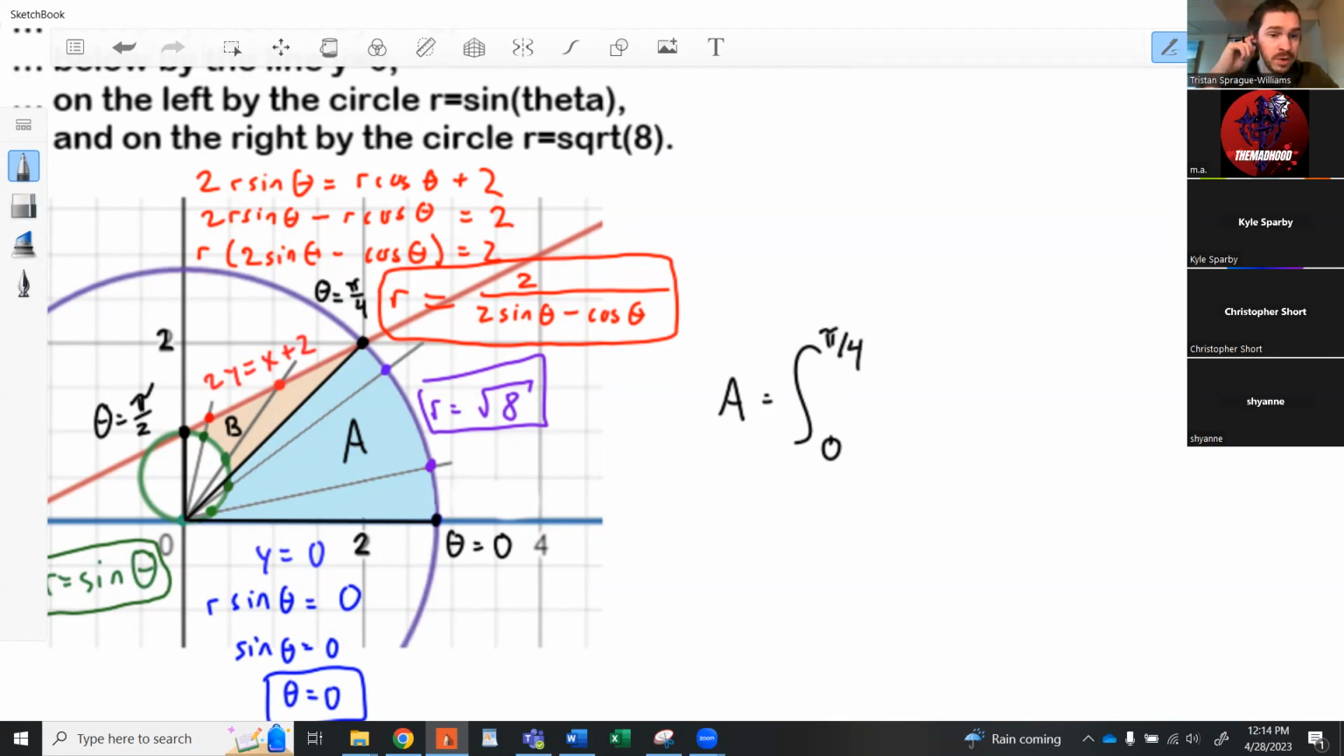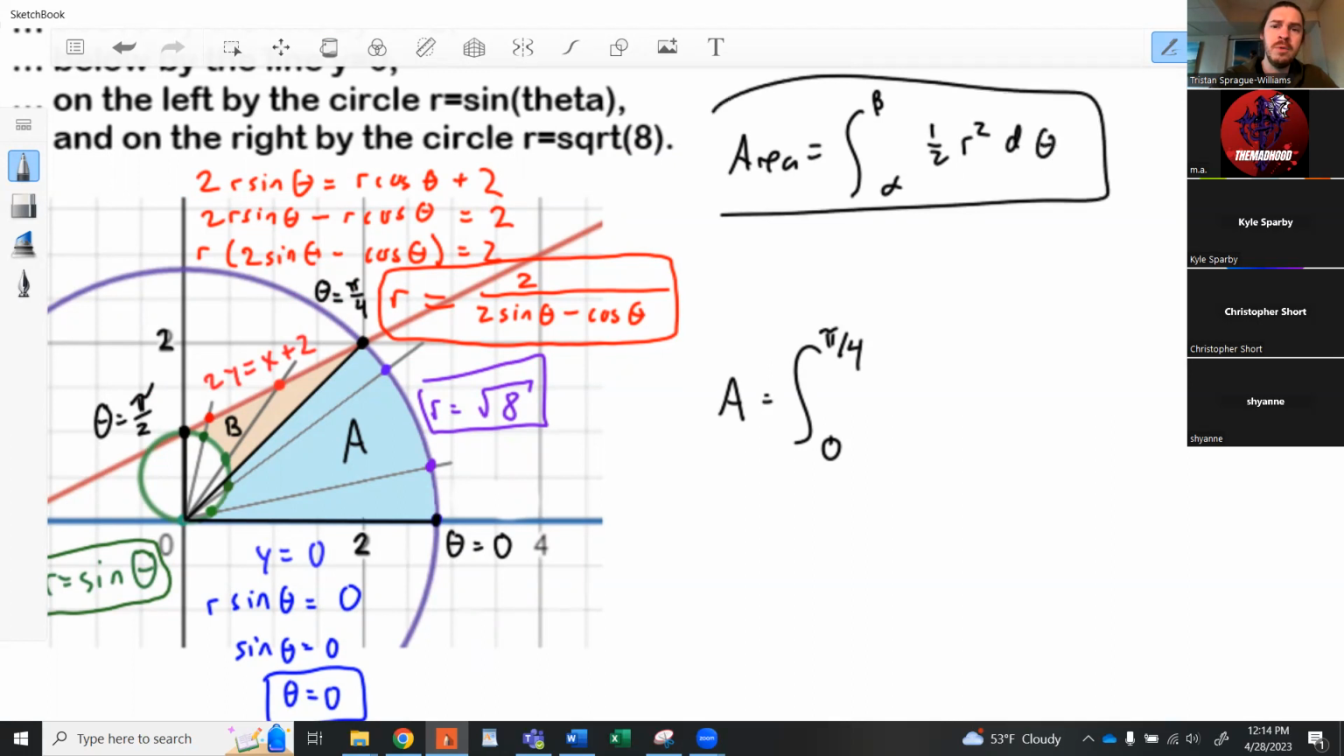And then what we want to do is use the area equals integral of 1/2 r squared d theta. That is our formula we came up with yesterday. It comes from doing that Riemann sum with sectors instead of rectangles. Remember that? We want to do that. But because there's an outer curve and an inner curve, we have to subtract.